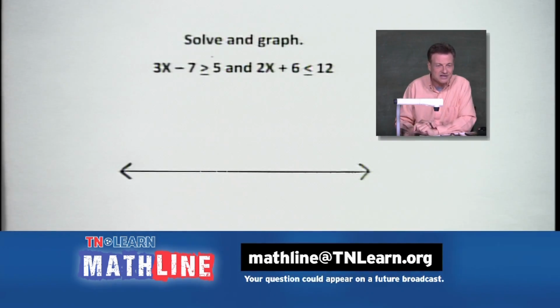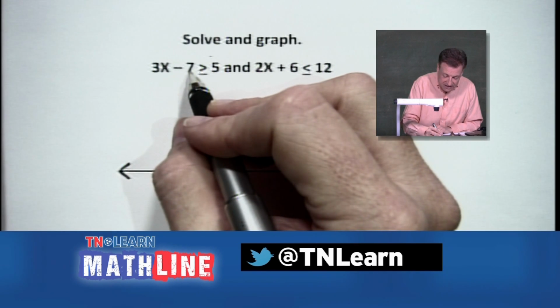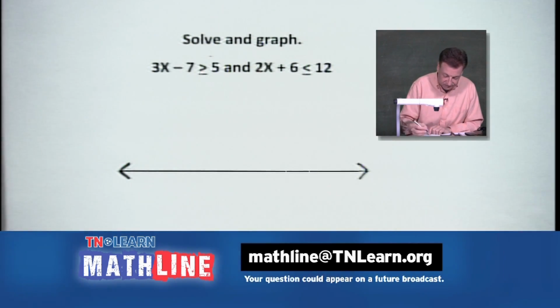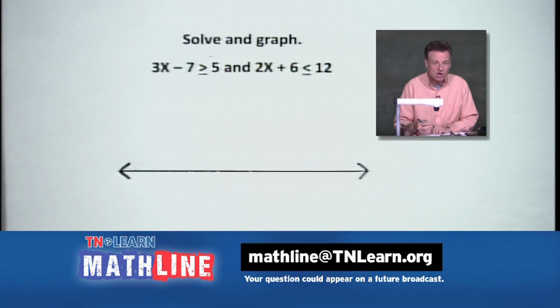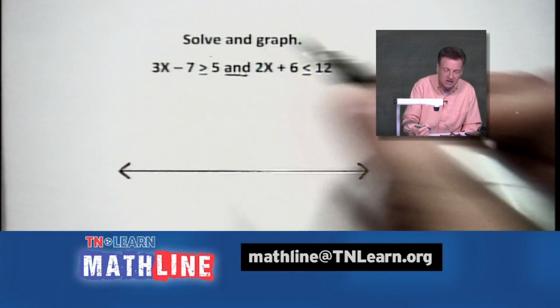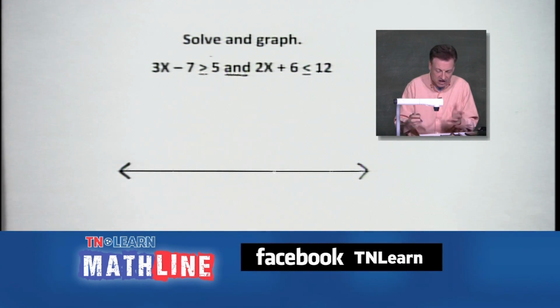Let's go back to an and here. How about it? Let's see what we've got here. We've got 3x minus 7 greater than or equal to 5. And we have also 2x plus 6 less than 12. All right, let's get x by itself. Good news, we've got positive. By the way, the and tells me we're going to be looking for where do they overlap. Where do they overlap when we get to our x values at the end? So let's see what happens.